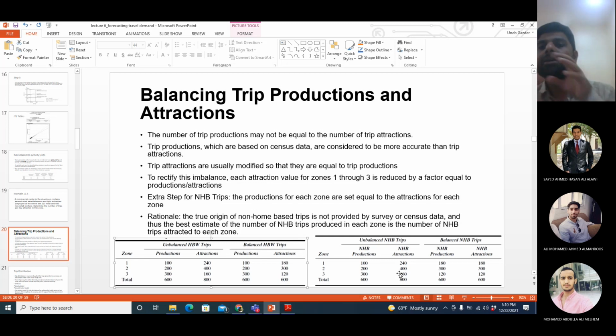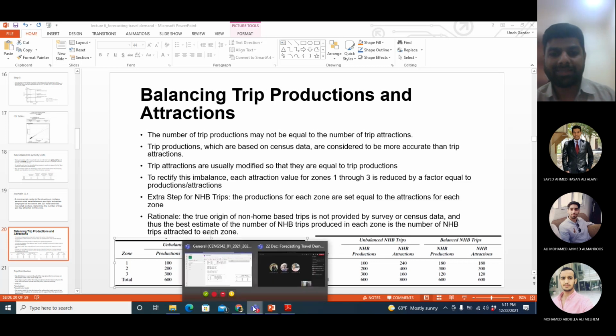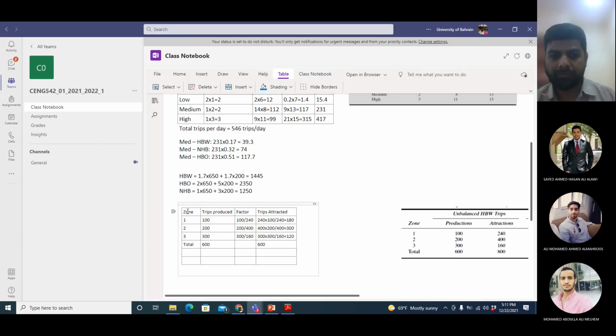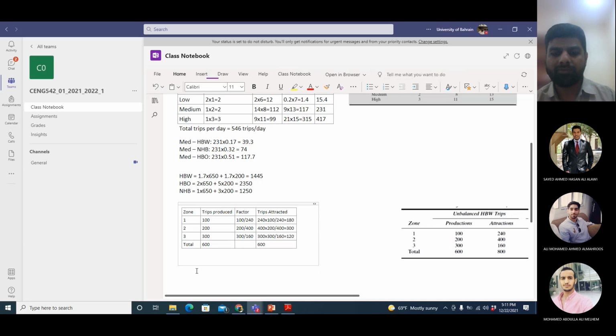For non-home based trips, trip attractions are more accurate, because it depends upon the type of activity and not the household characteristics. So what do we do? Let's say you did the same thing, and instead of assuming these are all home-based trips, somebody told me these are non-home-based trips. In that case, what will happen?